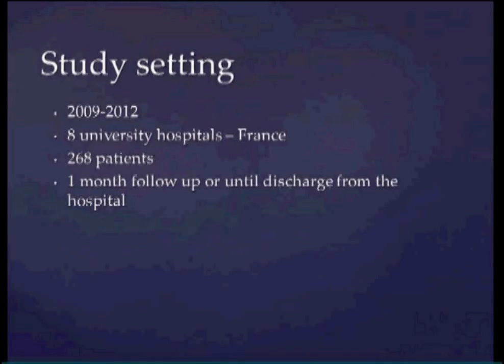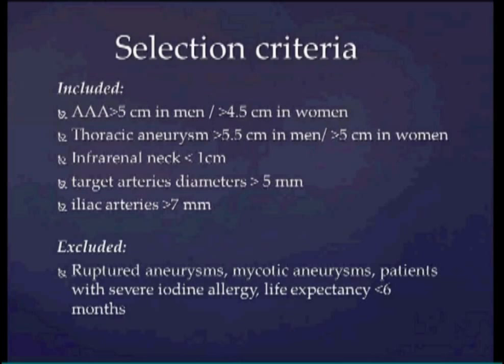First of all, the prevalence is not really high. We're talking about 5% of all of the aneurysms that can happen in the aorta. And so the study setting was out of 8 university hospitals in France from 2009 up to 2012 on about 270 patients with 1 month of follow-up.